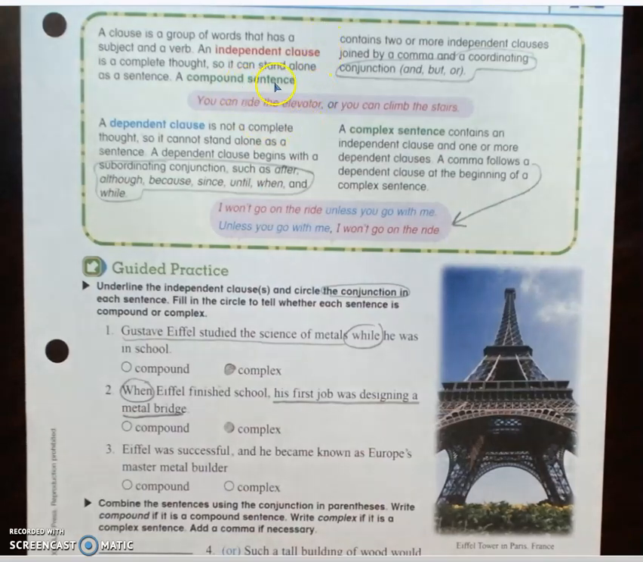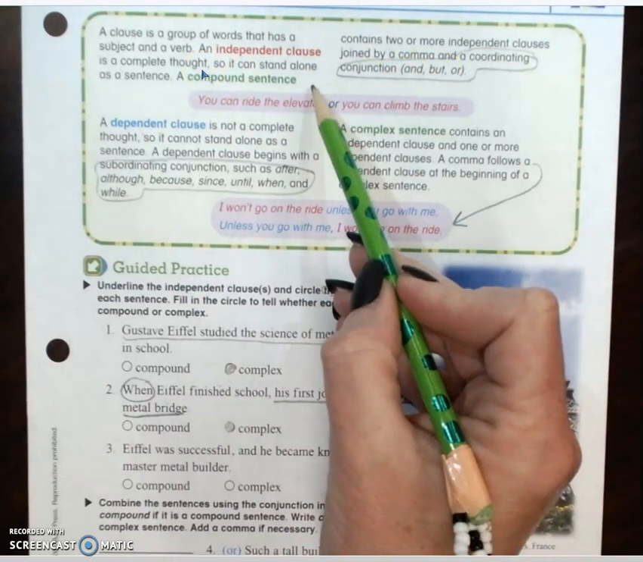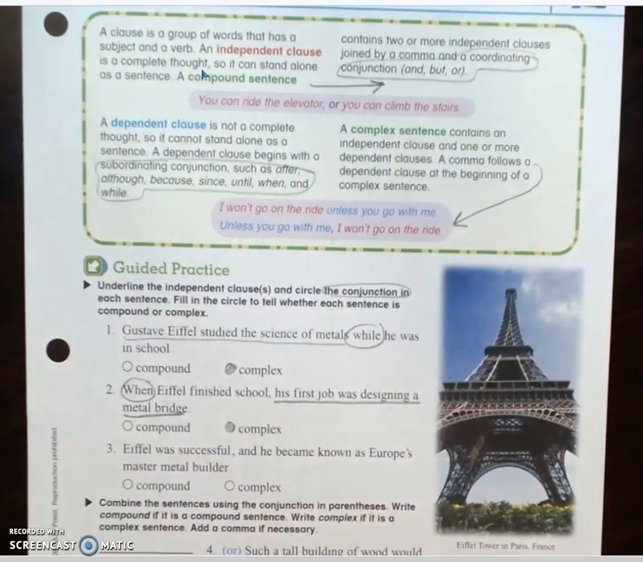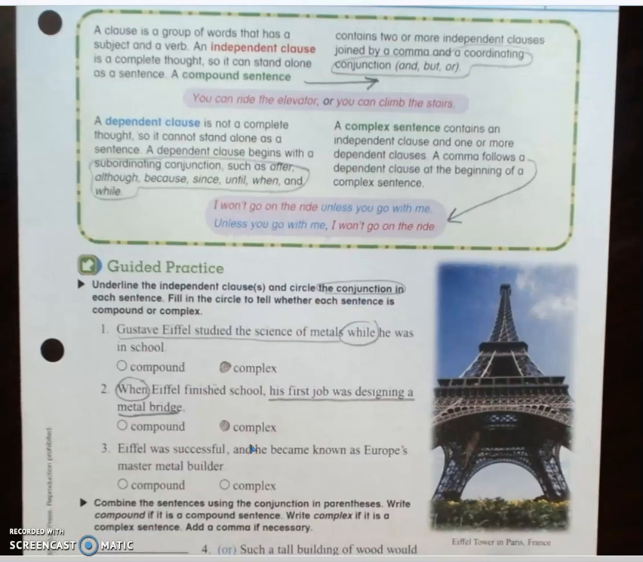Okay, remember, it's pretty simple. It's a compound sentence if it's joined together with and, or but. That's compound sentences have these conjunctions right here, and, or but. Okay, so this is going to be a complex. Okay, so let's go to the next one.